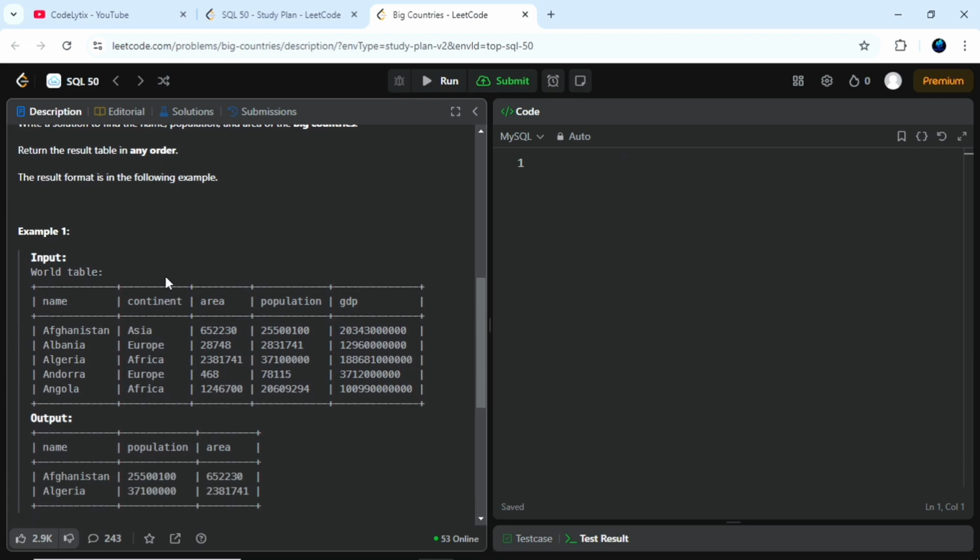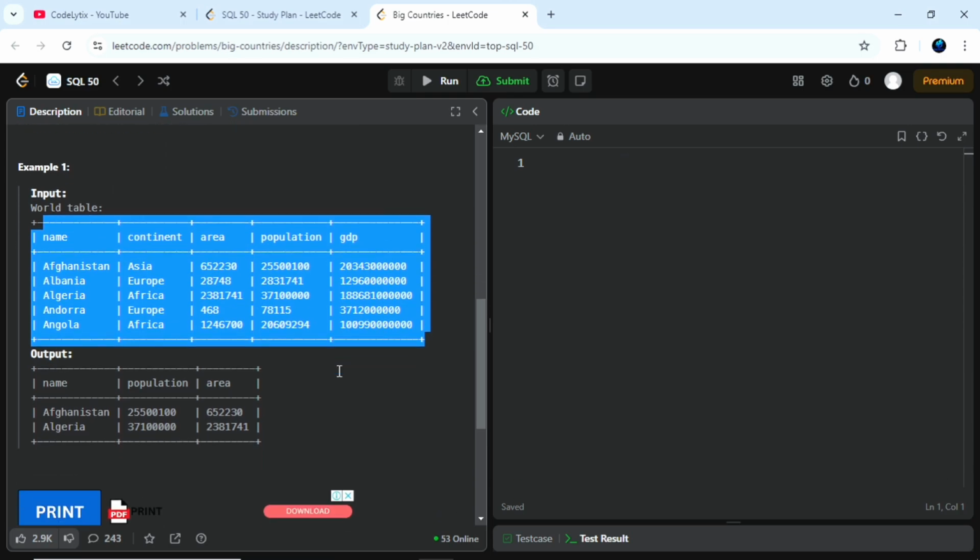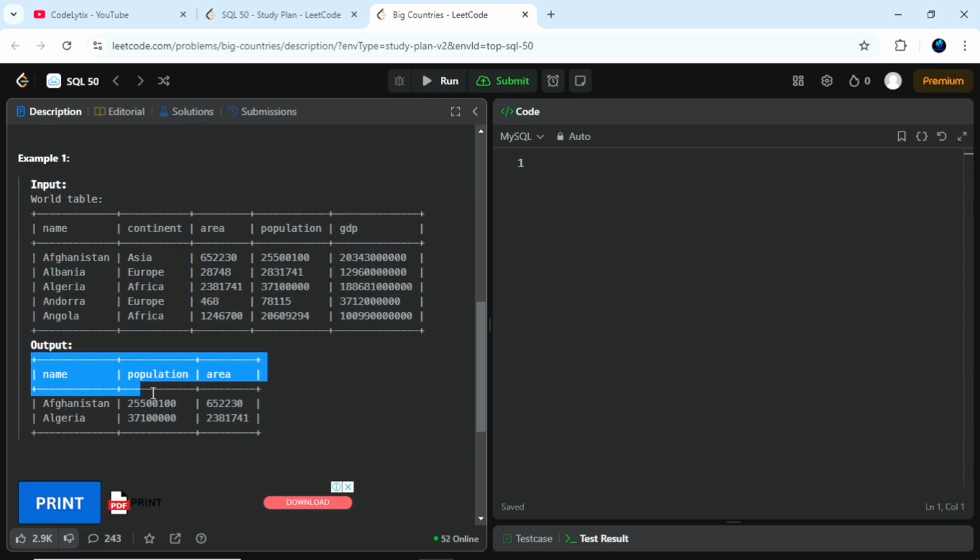So here we are provided with this sample World table, which you can see here. This is the sample table, and the expected output is in this format. This table is the expected output where we are getting the name, the population and area of the countries.